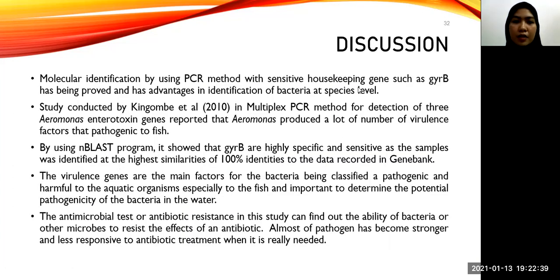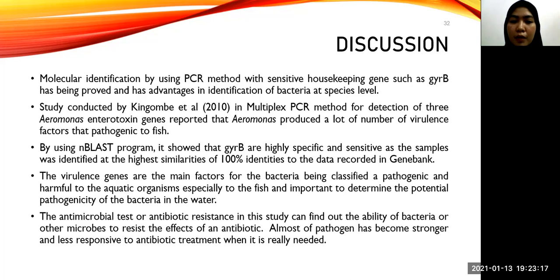So for discussion, molecular identification using the PCR method was sensitive with a housekeeping gene such as gyrB. A study conducted by Kingombe et al. on a multiplex PCR method for detection of Aeromonas reported that Aeromonas produces a large number of virulence factors. Using the BLAST program, it showed that gyrB is highly specific and sensitive, as the samples were identified with the highest similarity of 100% identity to the data recorded in GenBank.